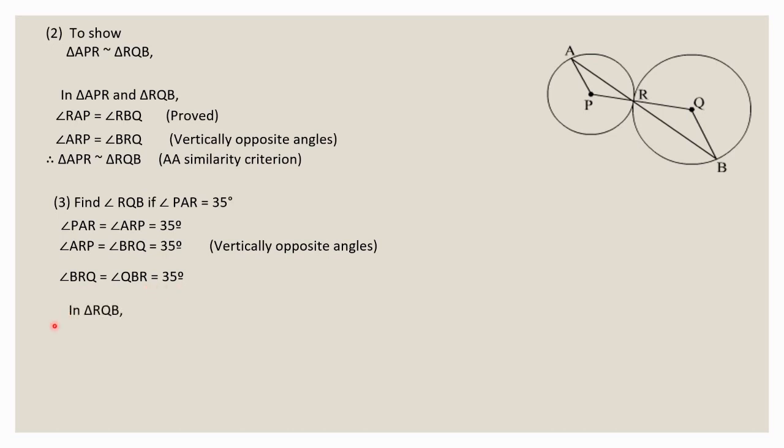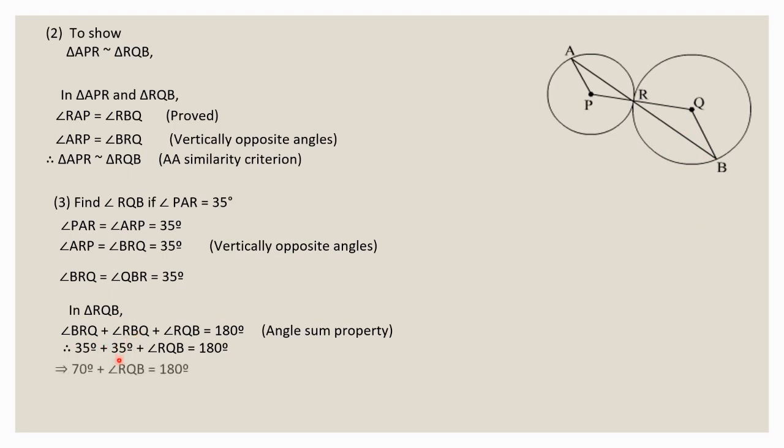Now, in triangle RQB, by the angle sum property, if we add all the angles in a triangle, it will be 180 degrees. We know that two angles in this triangle are 35 degrees, BRQ is 35 and RBQ is also 35. So 35 plus 35 will be 70. Take the 70 to the other side, we get RQB is equal to 180 minus 70, which is 110 degrees. Thus, the measure of angle RQB is 110 degrees.